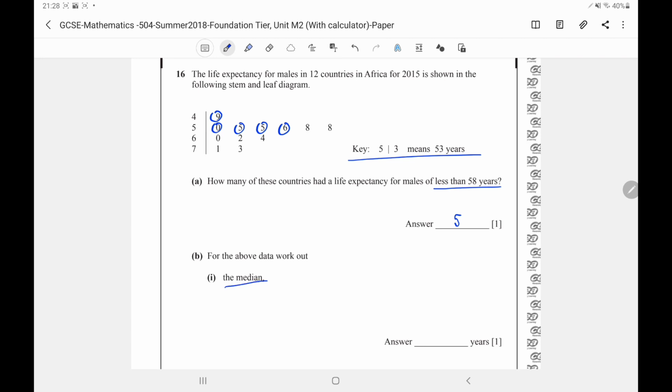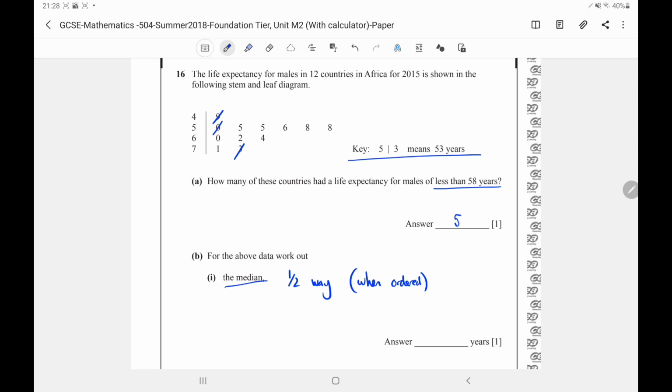The median from earlier on is halfway. Now you need to make sure that everything's ordered. But the good thing about stem and leaf diagrams is that they are in order. What I mean is that 49 is the smallest value and 73 is the biggest. So we want the one in the middle. The way to do this for a stem and leaf is we'll cross out the smallest one and then the biggest one. And you'll keep doing that.